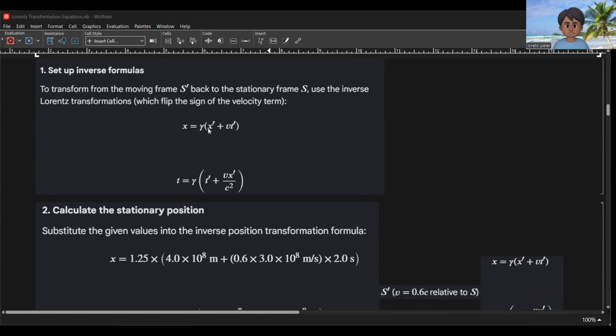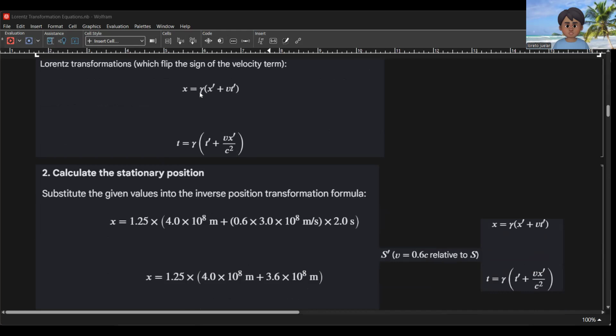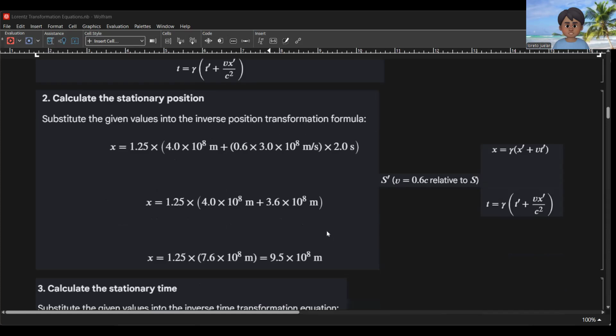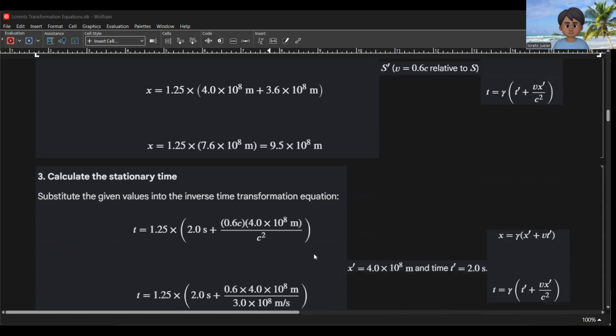Calculate the stationary position here. Our Lorentz factor here was 1.25, and x prime is equal to 4 times 10 to the 8 meters plus v, where v is equal to 0.6 of the speed of light, times t prime, which is equal to 2.0 seconds. So x here is equal to 9.5 times 10 to the 8 meters.